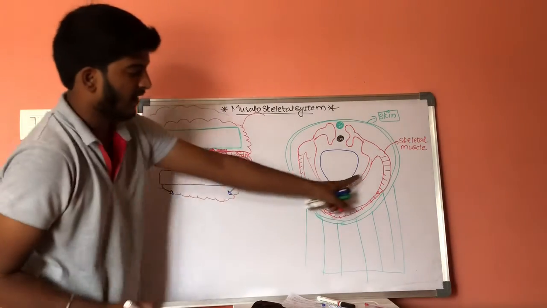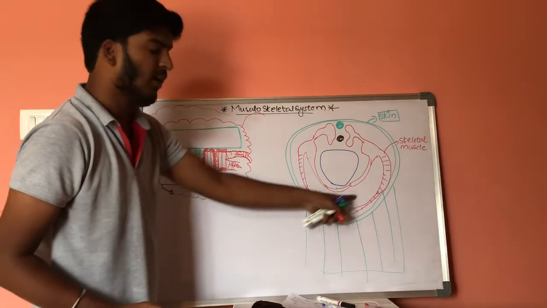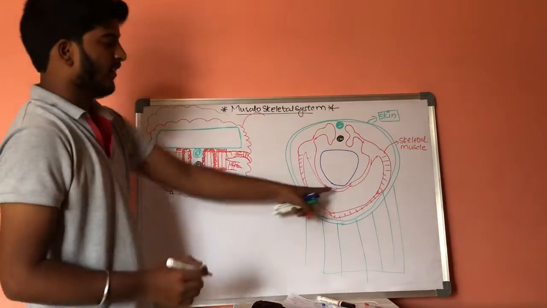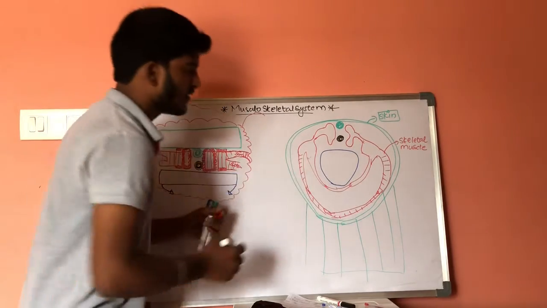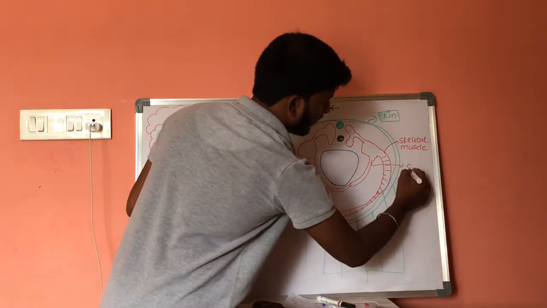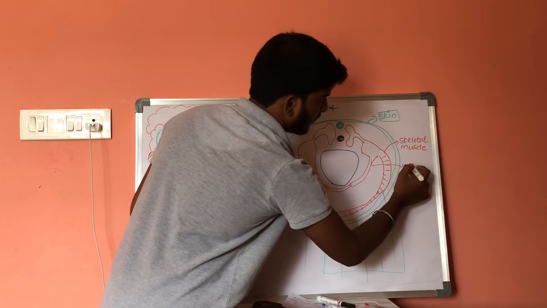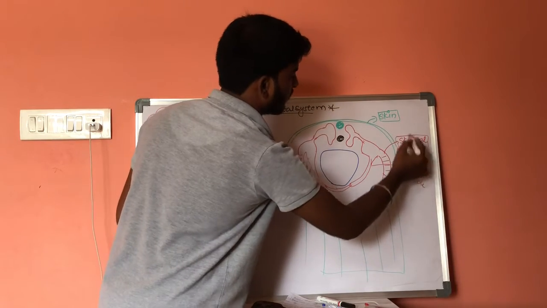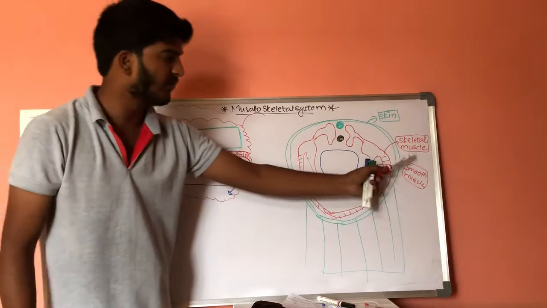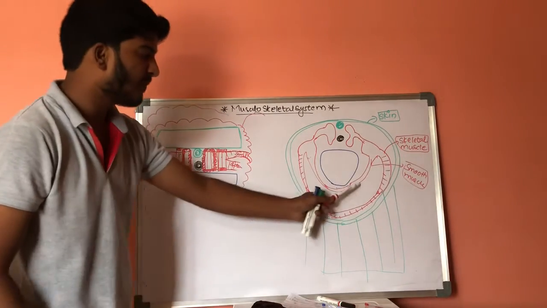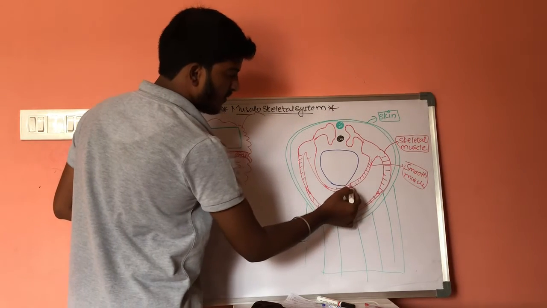Here let us discuss the splanchnic mesoderm. This splanchnic mesoderm is also called visceral mesoderm, and it is useful for the synthesis of smooth muscles. Whereas the somatic mesoderm is used for the synthesis of skeletal muscles, the splanchnic mesoderm is used for the synthesis of smooth muscles.